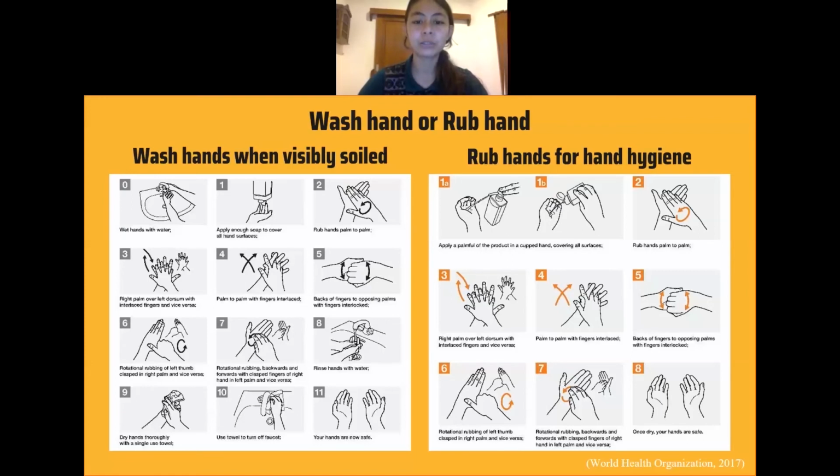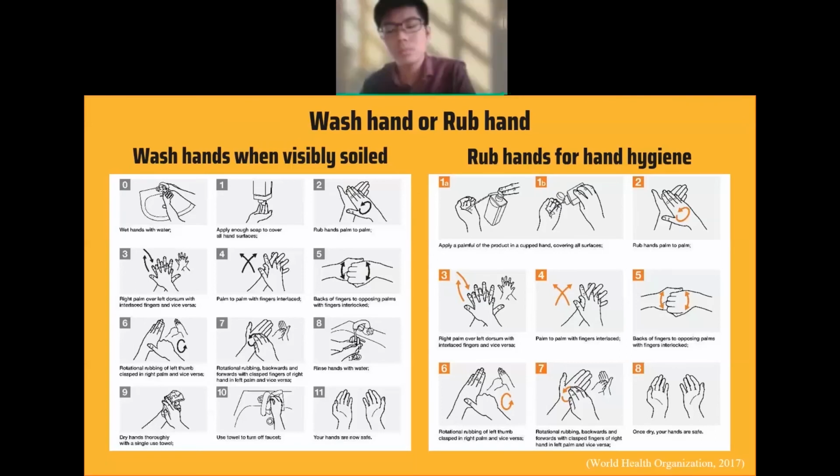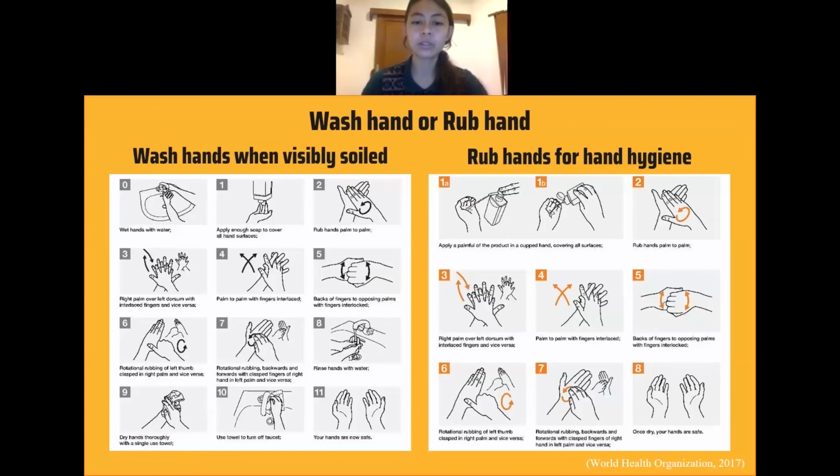Continue by rubbing your palms to each other with fingers interlaced. Then, rub the backs of the fingers to opposing palms with fingers interlocked. Then, rotationally rub your left thumb clasped in the right palm and vice versa. After that, rotationally rub backwards and forwards with clasped fingers of right in left palm and the other way around. Lastly, for the hand wash only, rinse your hands with water.